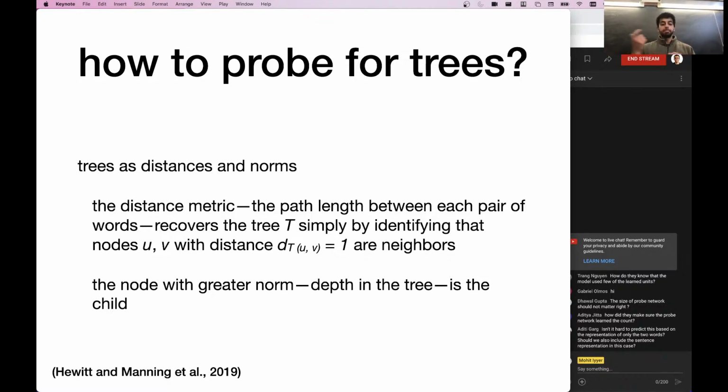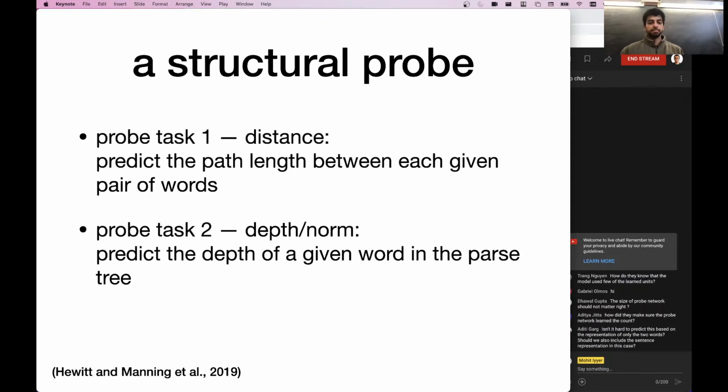So for every pair of words, you just train a classifier to predict the length of the path in the tree between those 2 words. So that tells you, for example, which words are neighbors, because they would be predicted with a length of 1, and which words are farther apart in the tree. And then you just need a way to figure out which words are lower down in the tree and which are higher up. And you can do that by using basically the norm of the representation and training a classifier if needed based on that.